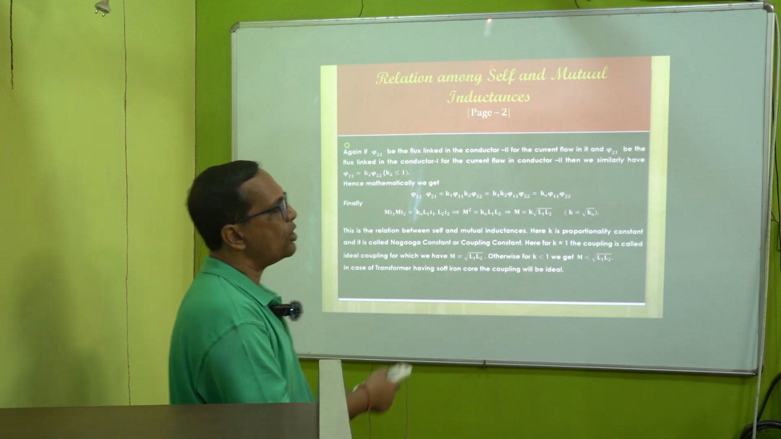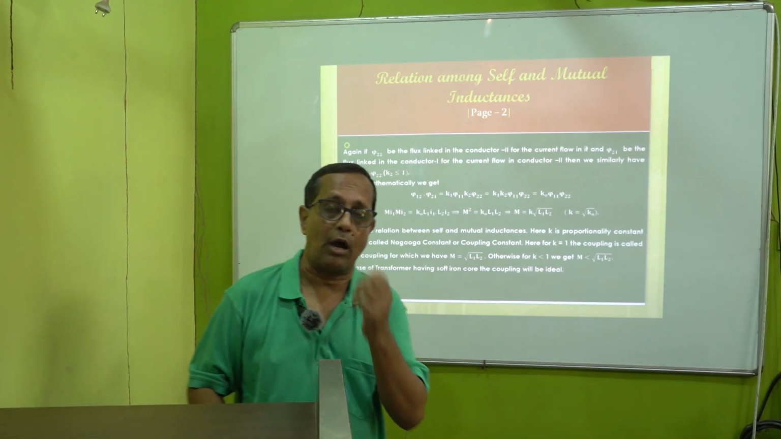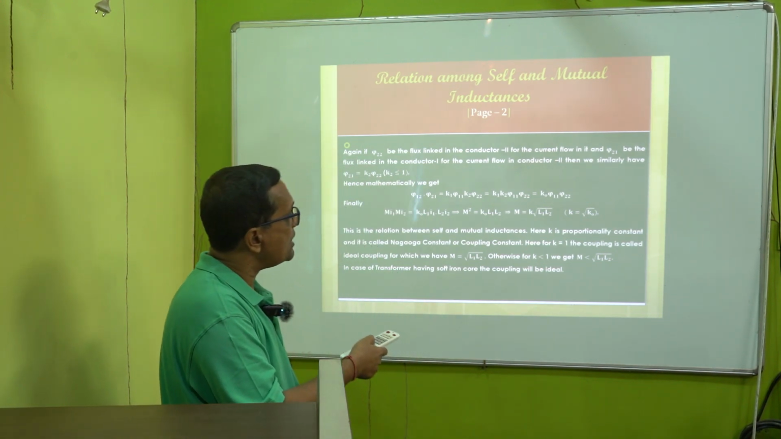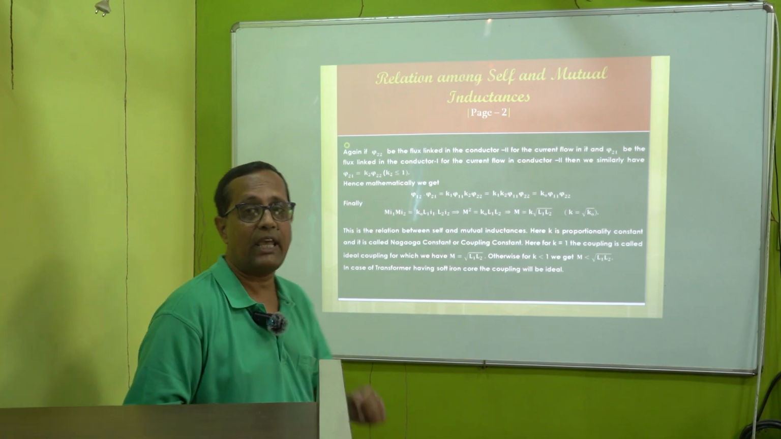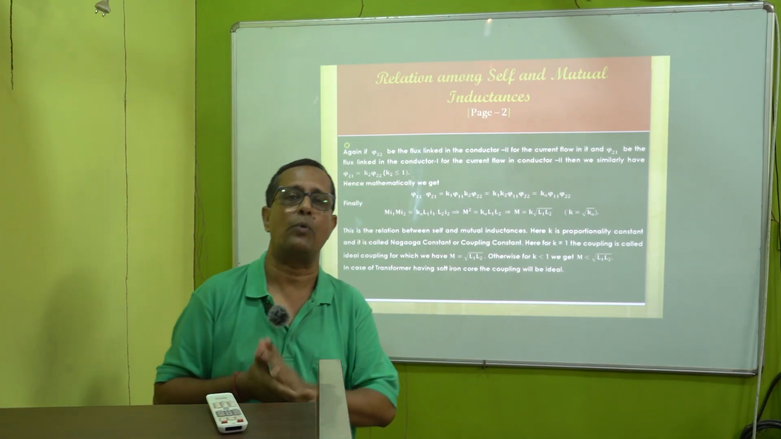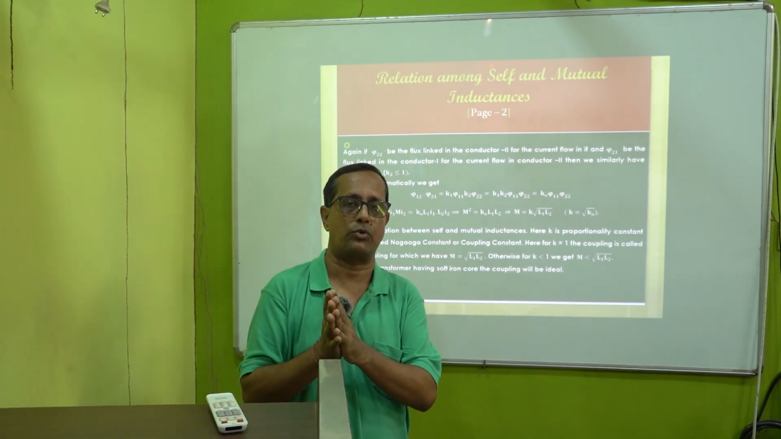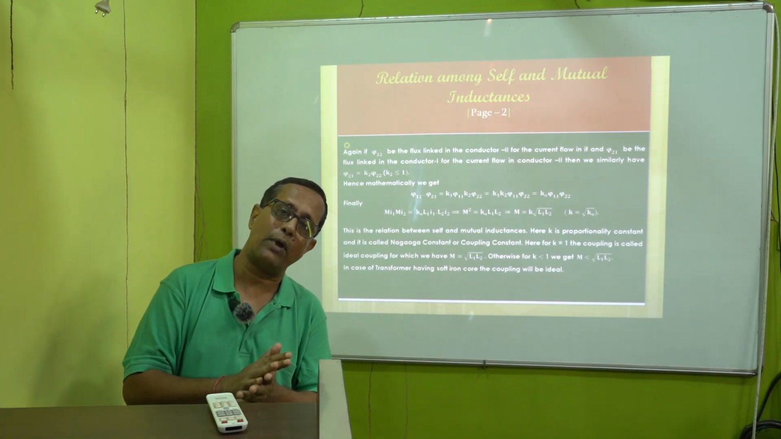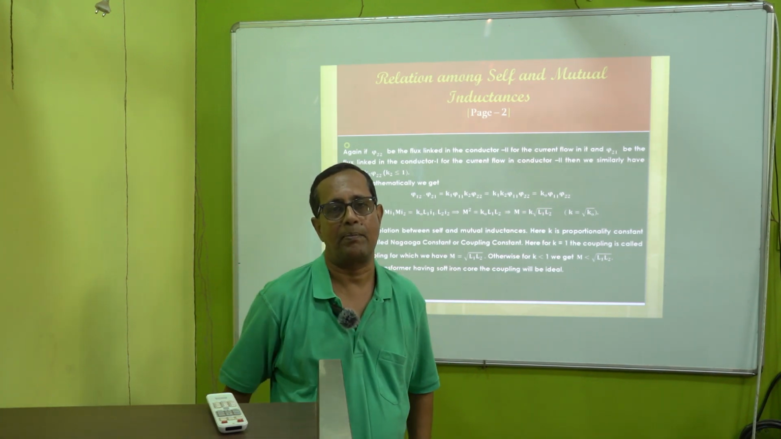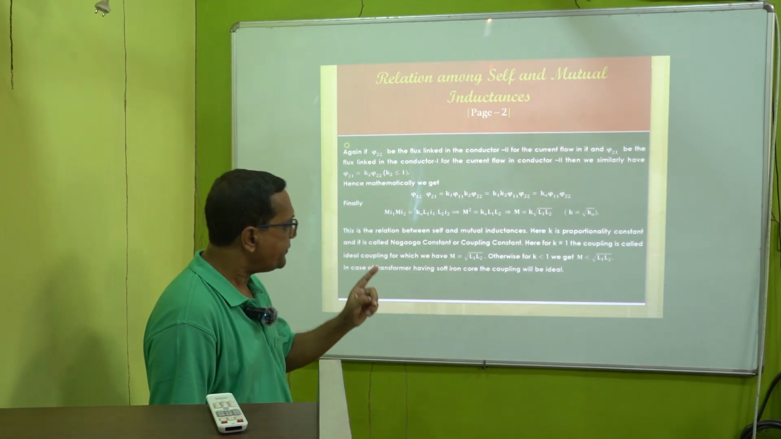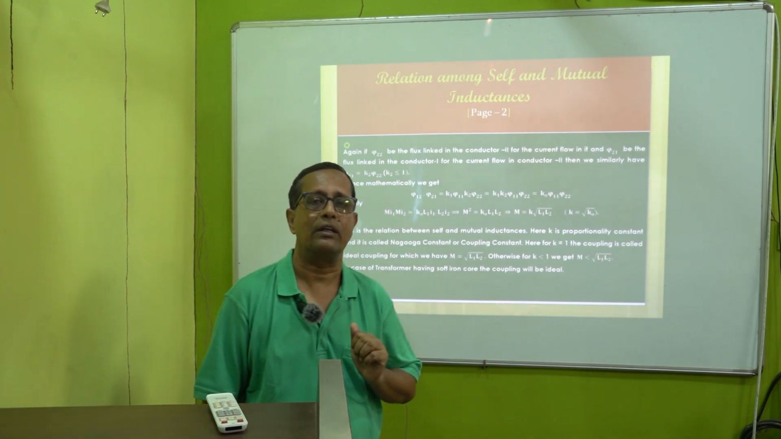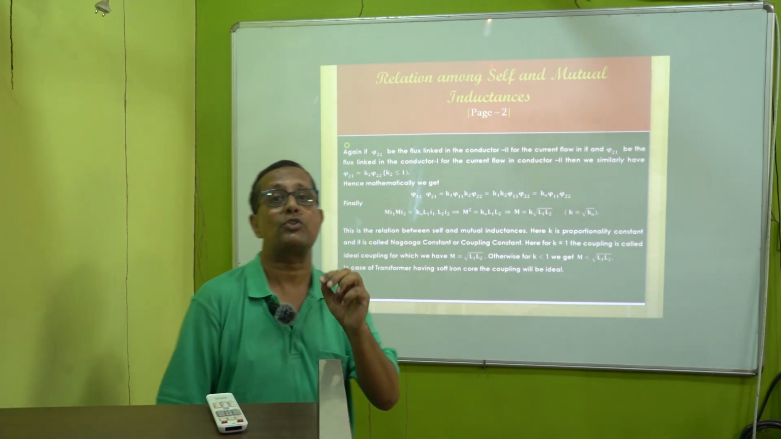And here k is equal to root over k0, which is a coupling constant, and this is the relation between mutual and self inductance. Here you see that k is less than or equal to 1, because k is equal to root over k1 k2. Both k1 and k2 are less than or equal to 1, so k is less than or equal to 1. Now, if k1 and k2 both are equal to 1, then k is equal to 1, and then it is called ideal coupling.